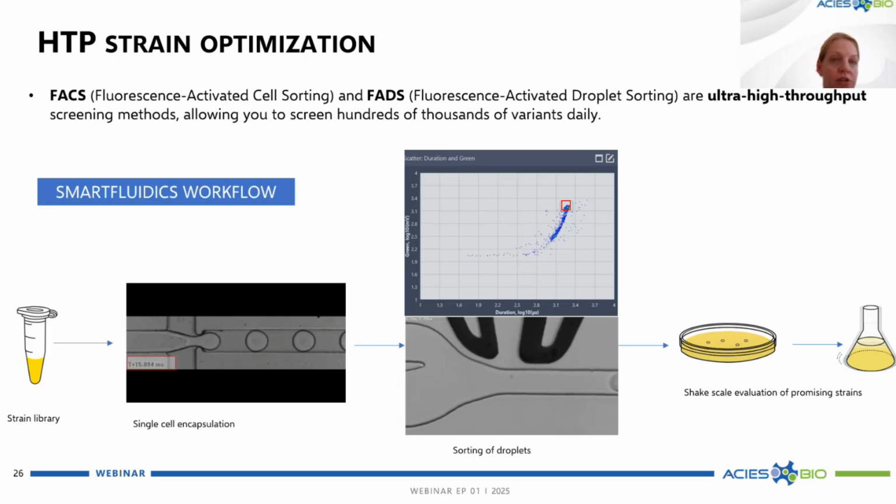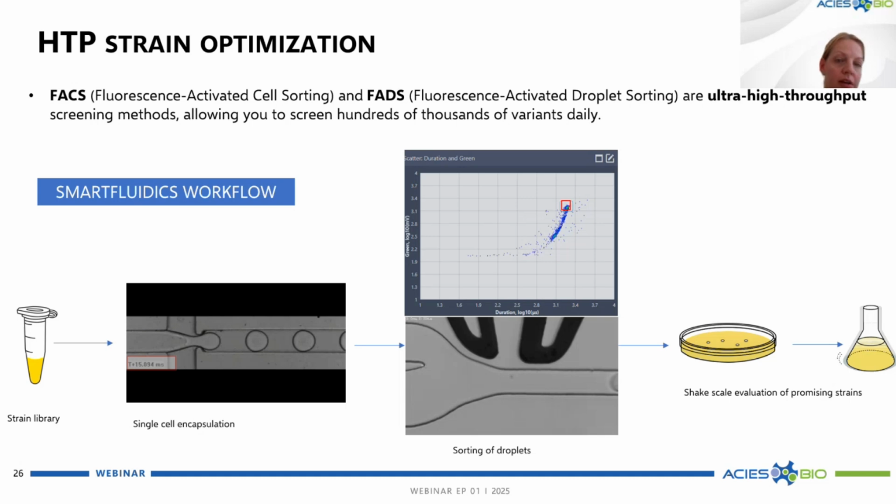The methodology is useful if you are searching for rare events that happen really rarely, or if you want to discard the bad performers really early and not have them in your larger scale screening. What is also really important for this smart fluidics workflow is that the cultivation conditions of the droplets be as close to the larger scale as possible, to make the selection right.